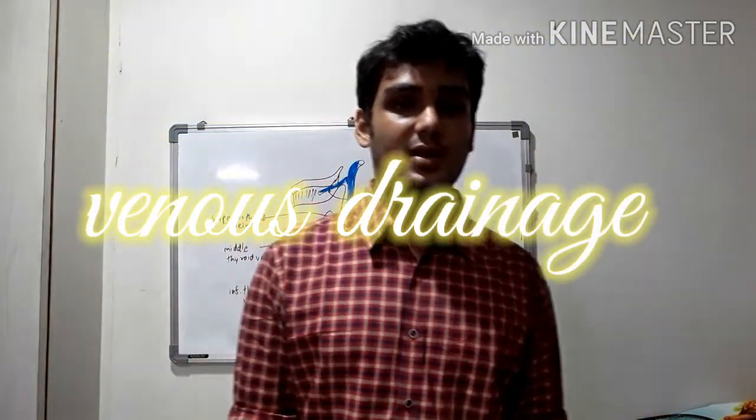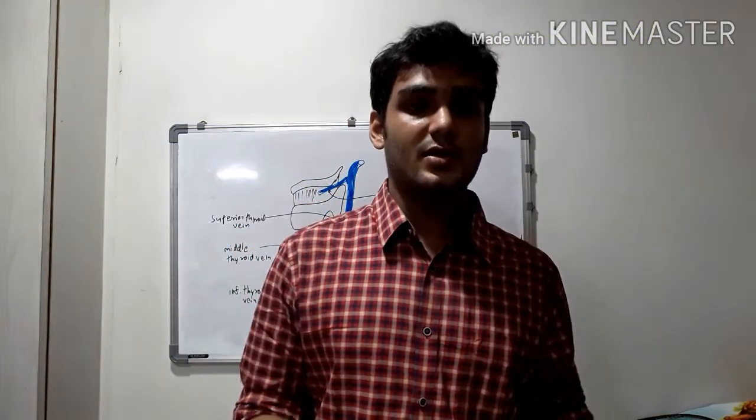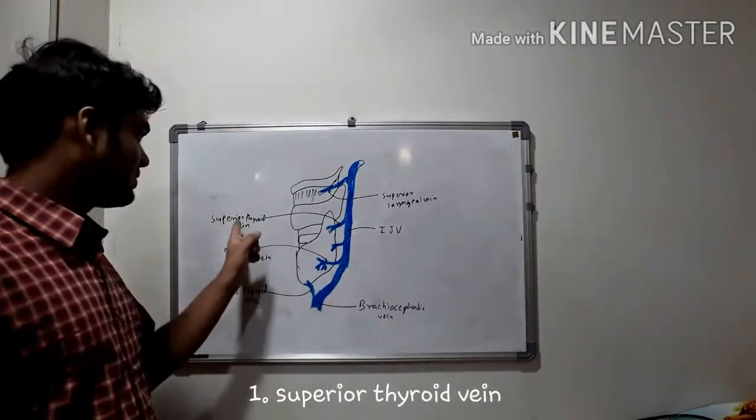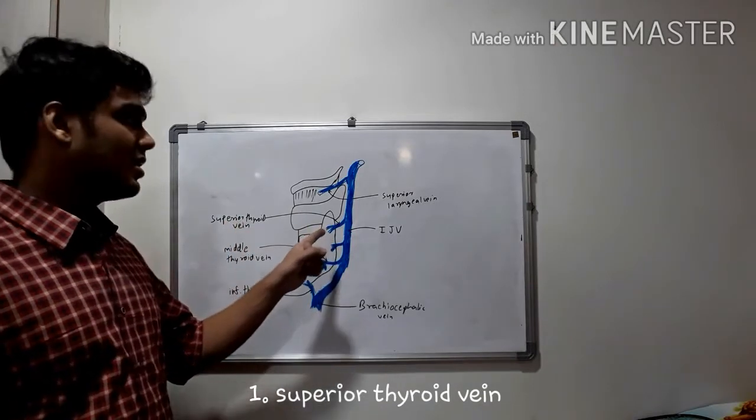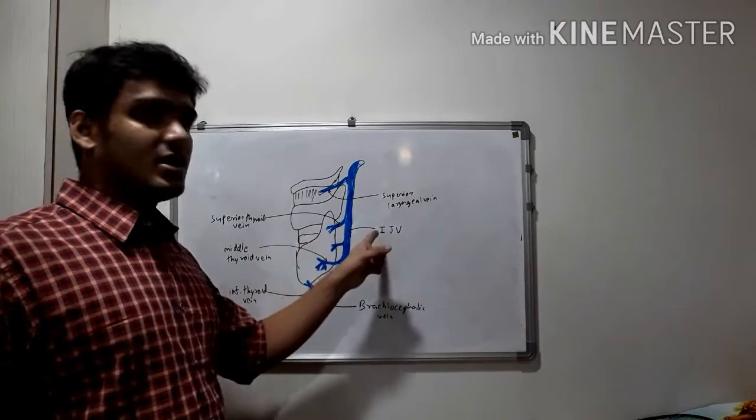So now let's discuss the venous drainage of thyroid gland. It is into three veins: superior thyroid vein, middle thyroid vein, and the inferior thyroid vein. Superior and middle thyroid veins drain into the internal jugular vein, and the inferior thyroid vein drains into the brachiocephalic vein. So this is our superior thyroid vein, which drains from the upper pole of thyroid gland, and it ends up in the internal jugular vein.